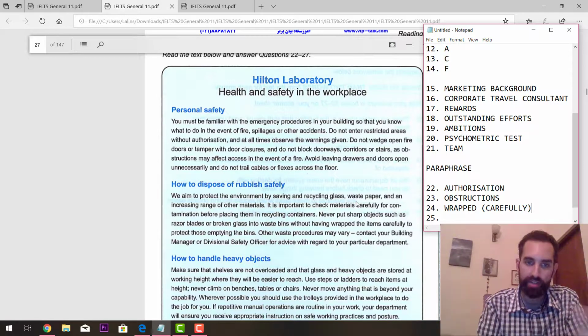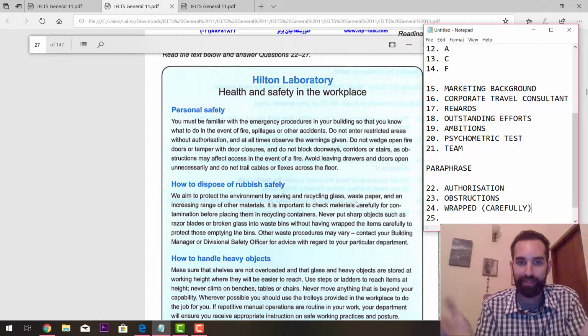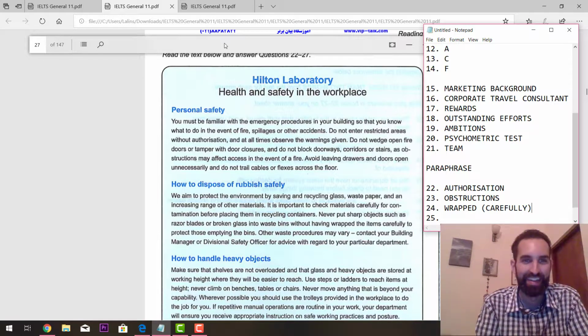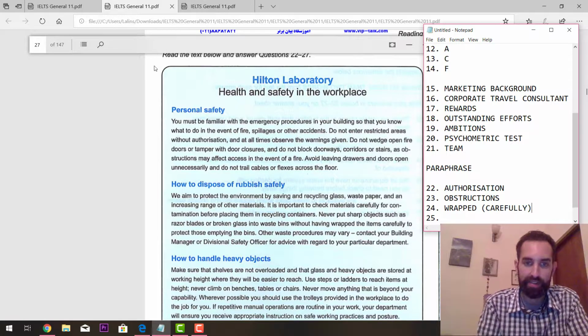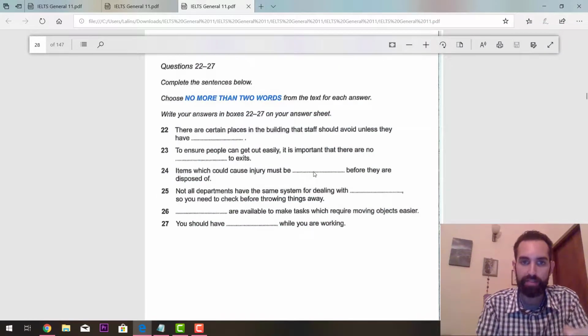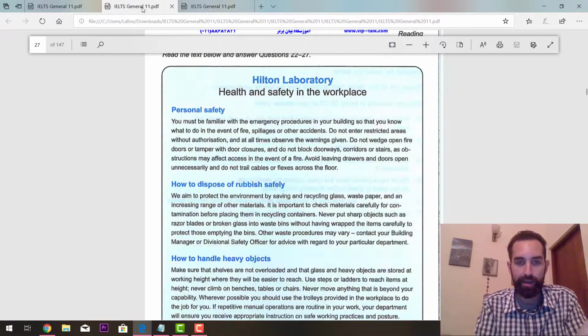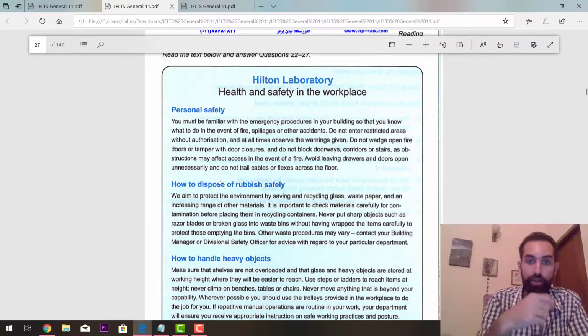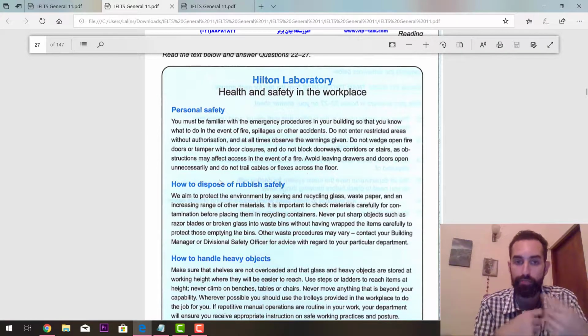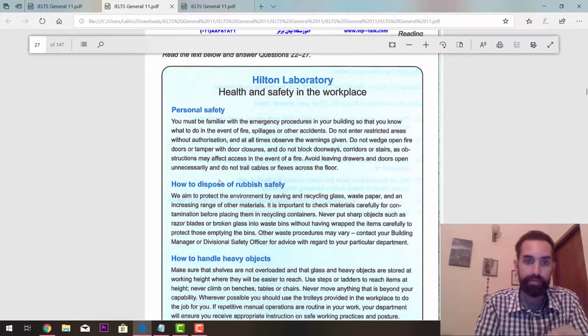Anything that's sharp, such as razor blades, broken glass, knives, needles, anything like that, has to be wrapped, brackets, carefully, to protect those who are emptying the bins, as it says here. So that's 24. They must be wrapped before they are disposed of. They say disposed, that means throwing away. So anything going into a bin would be thrown away, so that'll be disposed of.